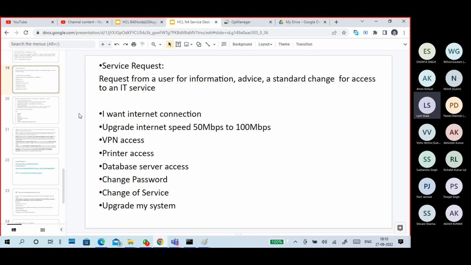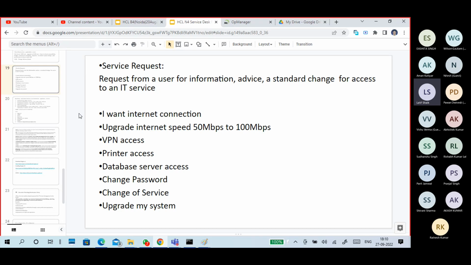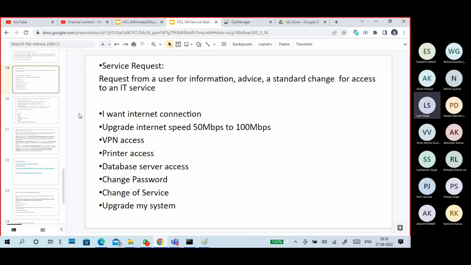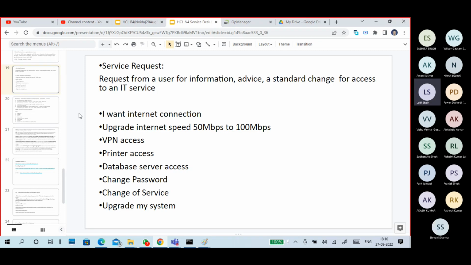A request from a user for information, advice, a change, or a standard change, or for access to the IT services. What is it? For example, I want an internet connection: service request. I want to change my internet speed: service request. I want to upgrade: service request. Of course, this comes under change, but a service request for a standard change is also a service request. I require a bill. I paid the amount. I need a full bill. That is a service request for information.